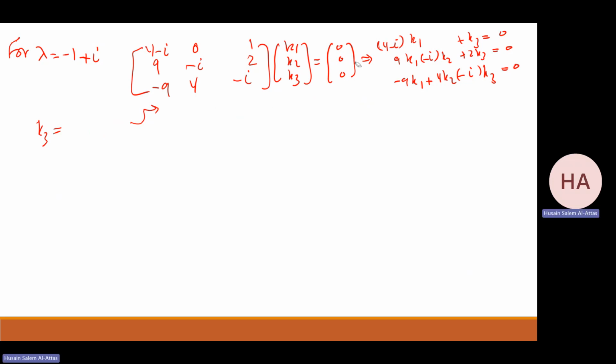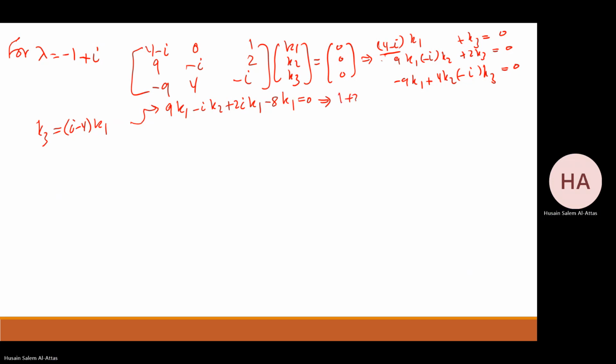I feel the numbers are becoming bigger. This is 4 minus i, take it to the other side, you have i minus 4 times K1. Okay, so I have 4 minus i, no, apply it in the second one, so I have 9K1 minus iK2 plus 2K3 plus 2iK1, minus 8K1, equals 0.